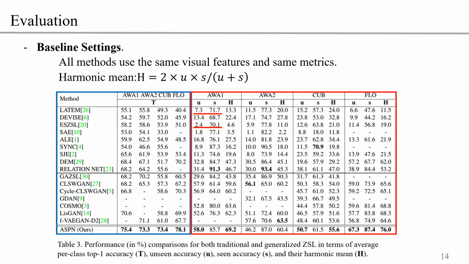This table shows the performance comparisons for both traditional ZSL, marked by blue box, and generalized ZSL, marked by red box, in terms of average per class top 1 accuracy T, unseen accuracy U, seen accuracy S, and their harmonic mean H. In traditional ZSL, the test set only comes from unseen classes. It can be observed that our model achieves the best performance on 4 datasets against the previous state-of-the-art.